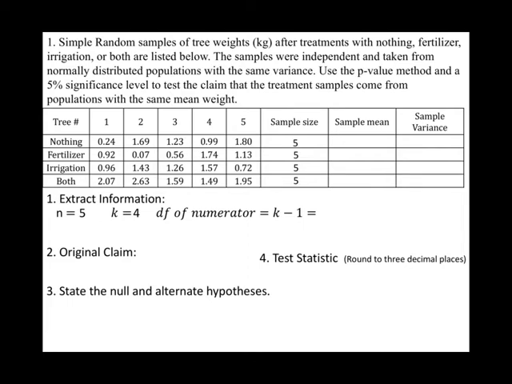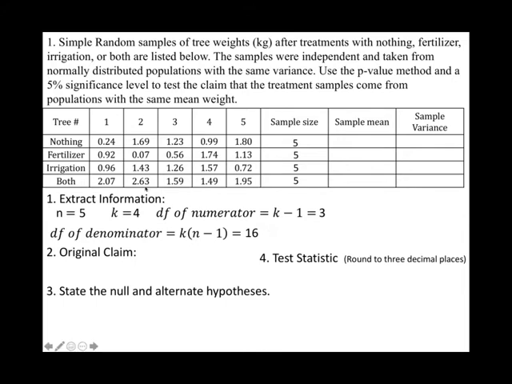And then figure out the degree of freedom of the numerator and the degree of freedom of the denominator. Plug it in. K minus 1 will be equal to 3. N minus 1 is 5 minus 1, which is 4. 4 times 4 is 16.